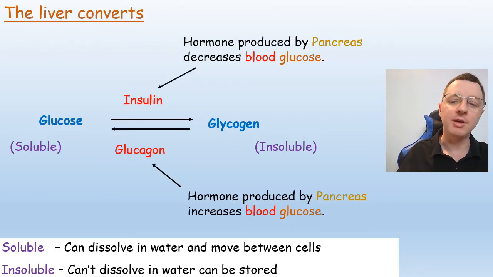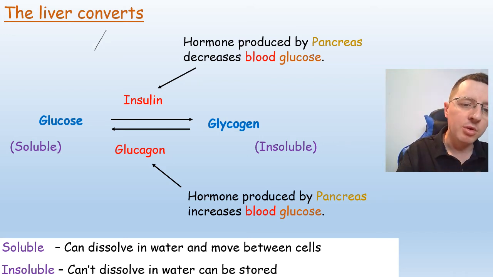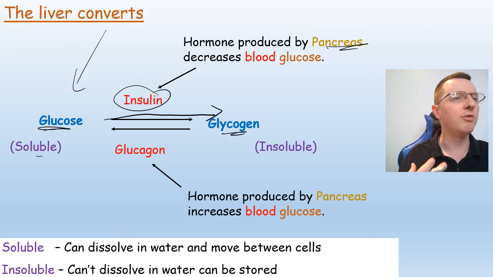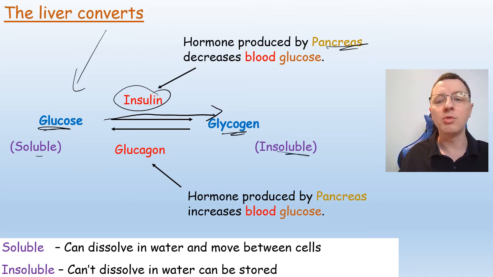So we can think about this using this diagram here. We can say that the liver will always be converting. If we have too much glucose, then insulin is released by the pancreas, and that glucose will be converted by the liver into glycogen. Now glucose is soluble, so it's a very poor molecule for storage. It can move easily from cell to cell, but glycogen is insoluble, so it's a very good molecule for storage because it can't easily move between cells.